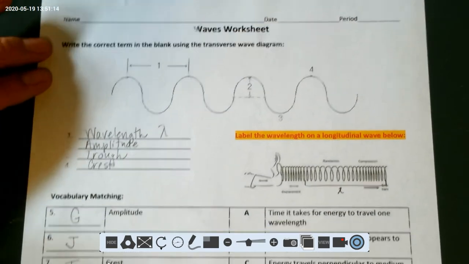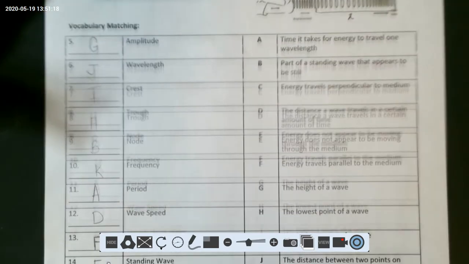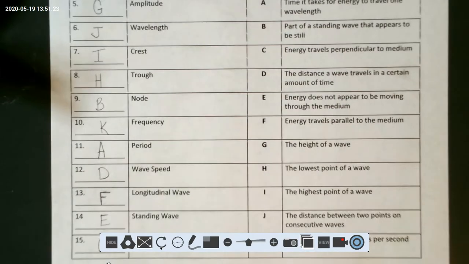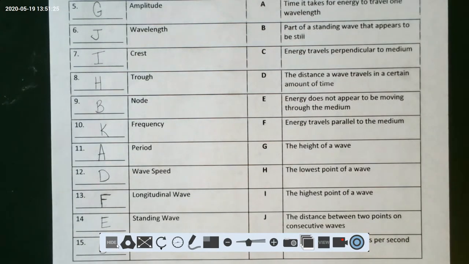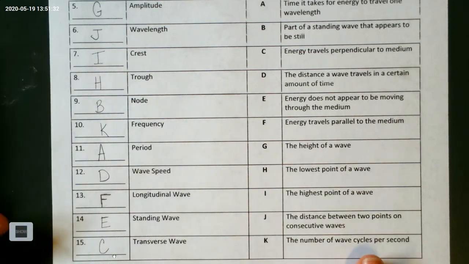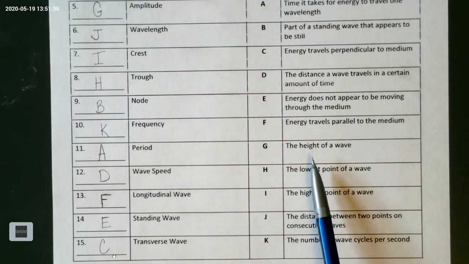Now, the second part is the vocabulary. I have gone ahead and filled it out so I didn't have to do the whole thing with you while you're trying to listen to the video. So I'm going to get rid of a couple things so you can see. So the amplitude is G, the height of the wave. We just talked about that in diagramming the wave a second ago. The wavelength is J, which is the distance between 2 points on consecutive waves.